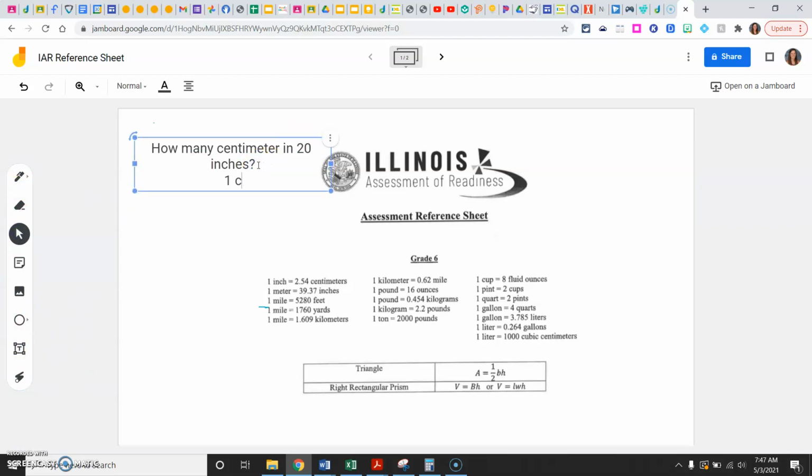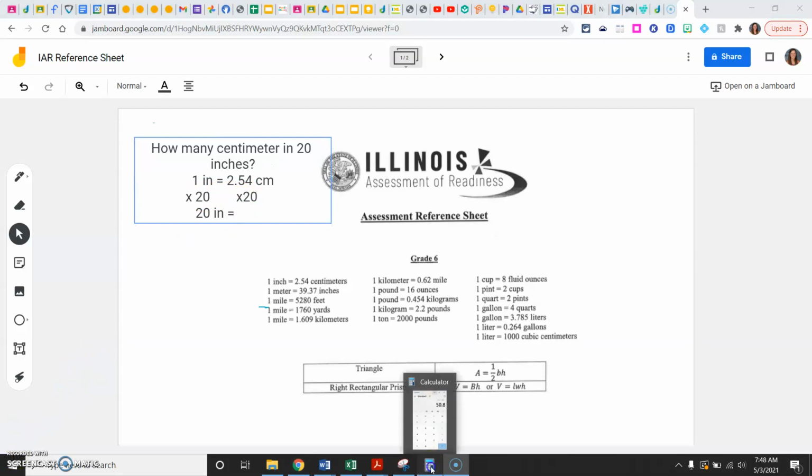So I know that 1 inch equals 2.54 centimeters. Now I didn't know that on my own. I used my reference sheet. I want to know 20 inches. You guys, we've studied ratios before, and we can look at this like a ratio. If we know 1, we can get to 20 by multiplying it by 20. Since we did that to the inches, we are also going to do that to our centimeters.